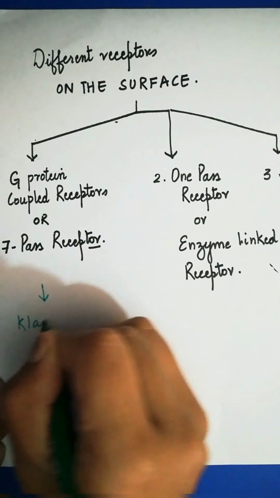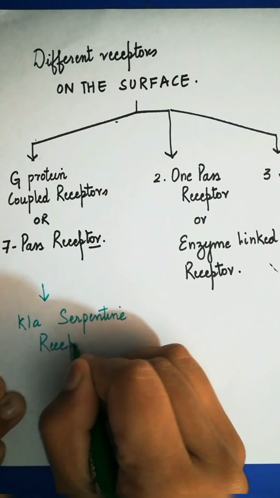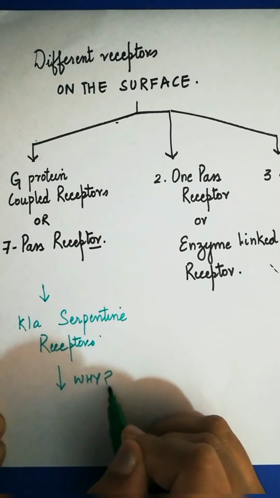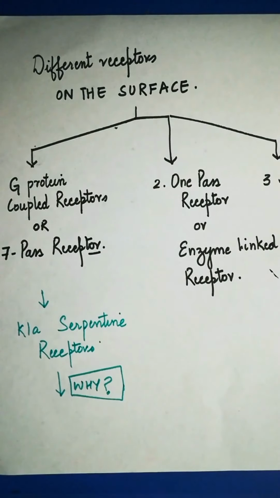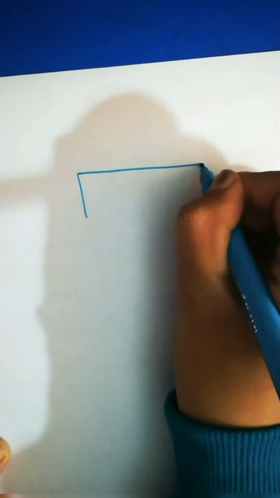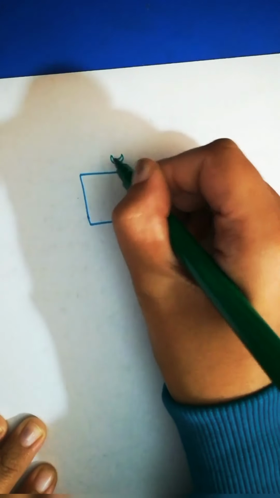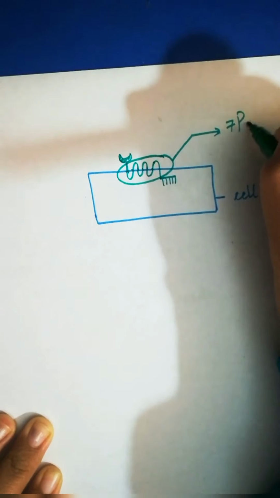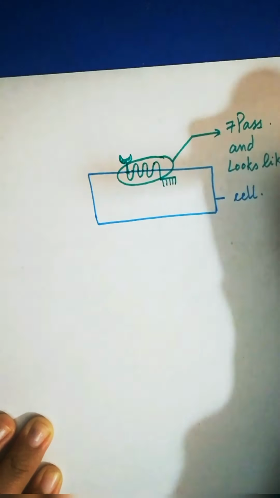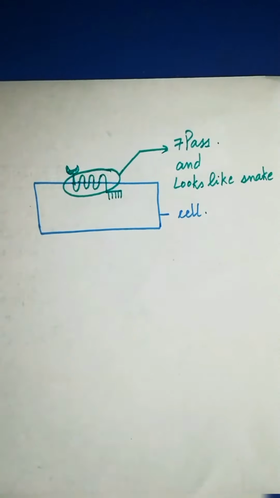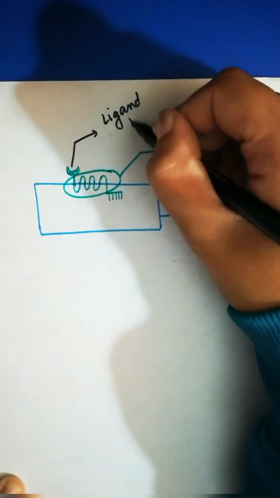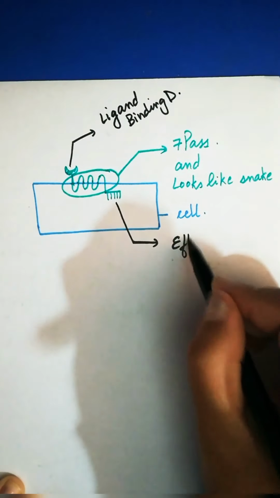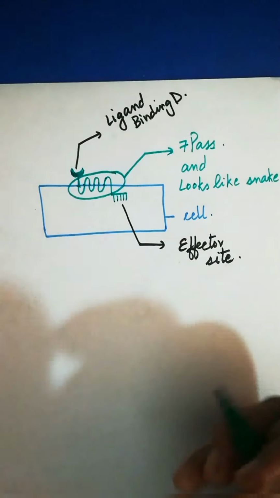Explaining G protein coupled receptors, they are also known as serpentine receptors. And why are they known so? Because of their shape. Suppose this is a cell, and here I'm drawing the G protein coupled receptor. The shape of the receptor is such that it looks like a snake. And because the cytoplasmic loops go in and out of the cell 7 times, it is known as a 7-pass receptor. Here I'm showing the ligand binding domain and the effector site as well.